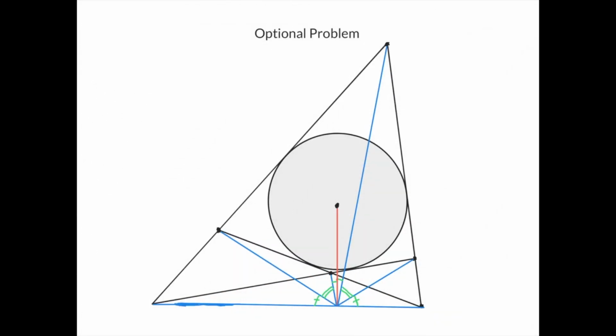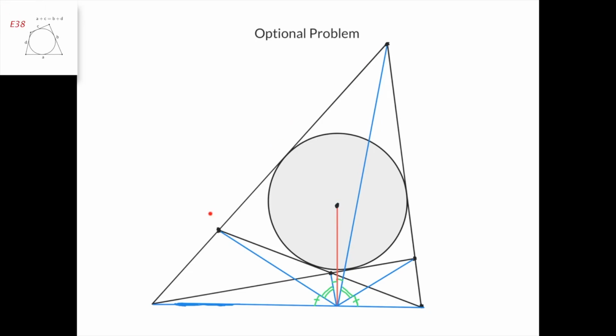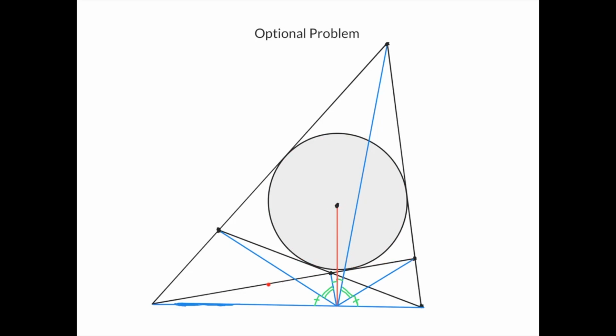This is the optional problem. We have a circumscribed quadrilateral, which means that there exists a circle that touches all of its 4 sides, and let this be the center of the circle. Let this line intersect this line at this point, and let this line intersect this line at this point.